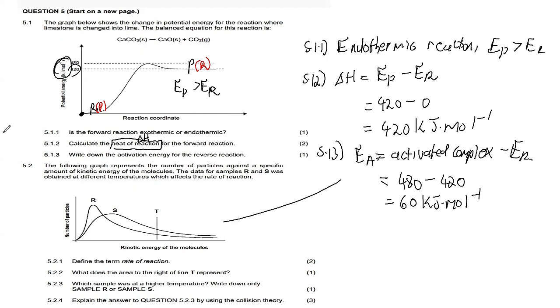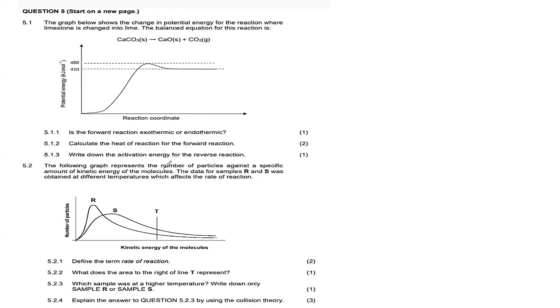And then let's go to 5.2. They're saying the following graph represents the number of particles against a specific amount of kinetic energy of the molecules. The data for sample R and S was obtained at different temperatures, which affects the rate of reaction. At this very moment, we are given the Maxwell-Boltzmann distribution curve, and 5.2.1 says define the term rate of reaction. We are always expecting the definition there, almost 99.9% of the time.